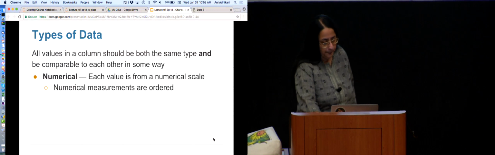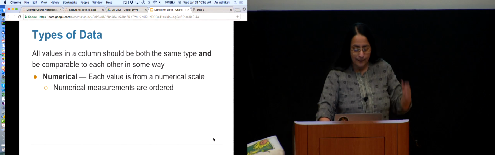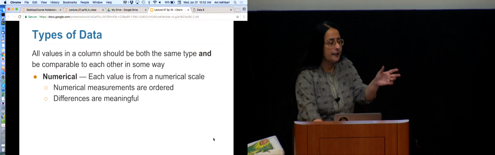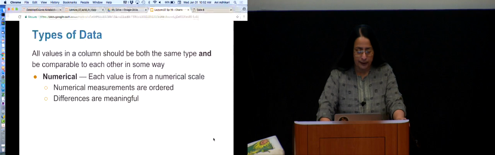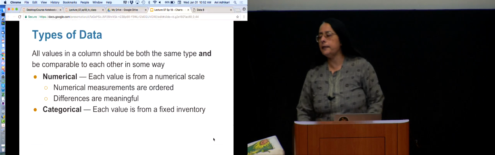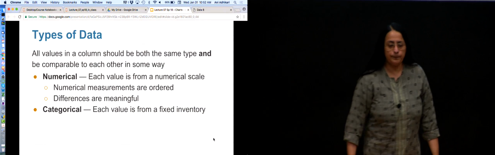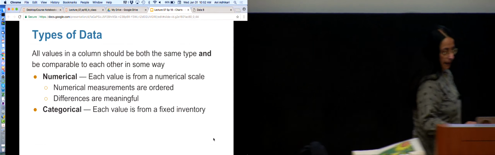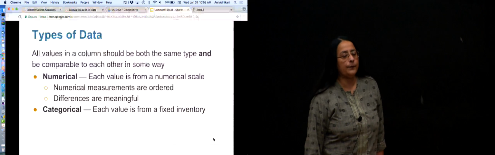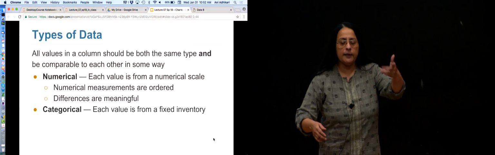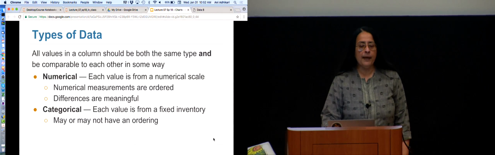Okay, numerical. Numerical measurements are on the real line. They're ordered. 53 is bigger than 21. Differences matter, right? It's a length or a time period difference. Categorical is like if you are looking at favorite colors. So categories: red, blue, green. Each value is from a fixed inventory. That just means you have a total set of 5 colors, and each person will give you one of those 5 colors. May or may not have an ordering.